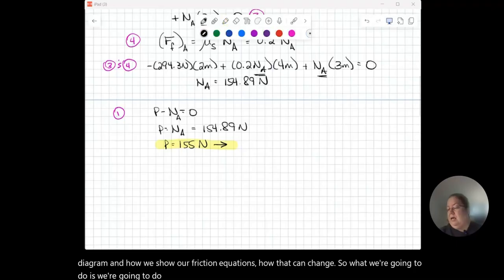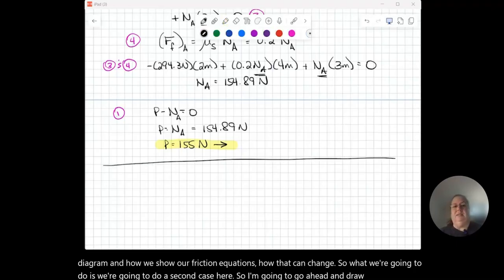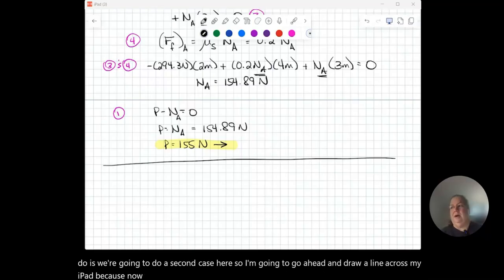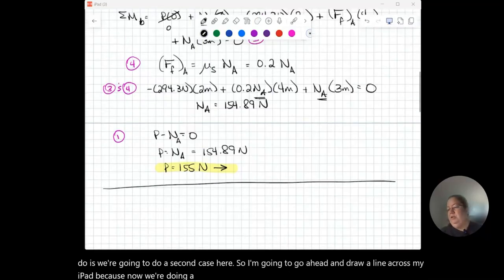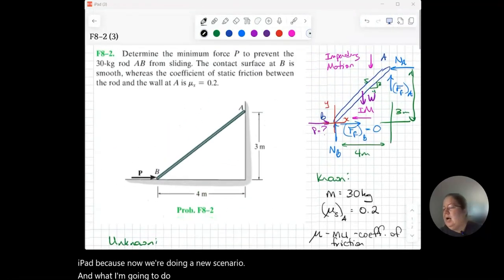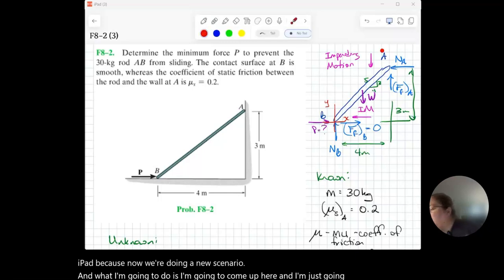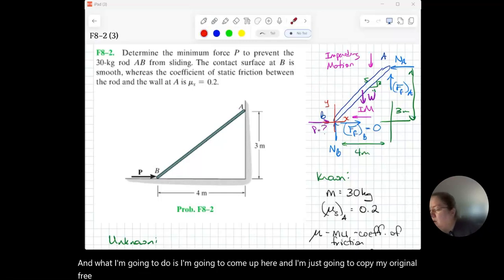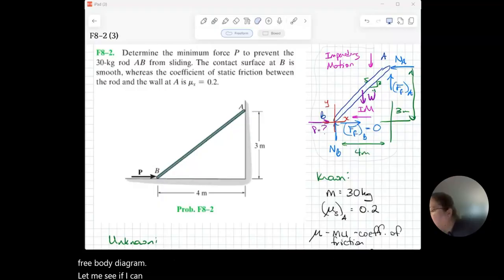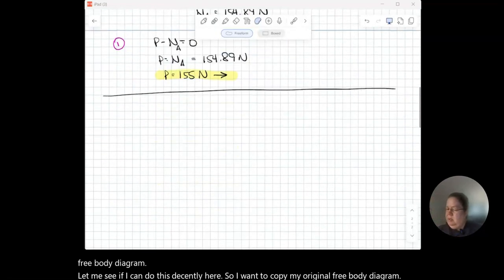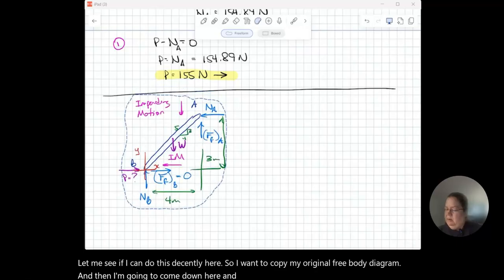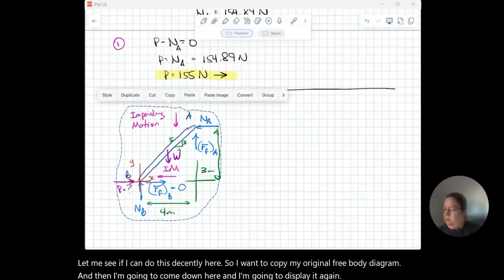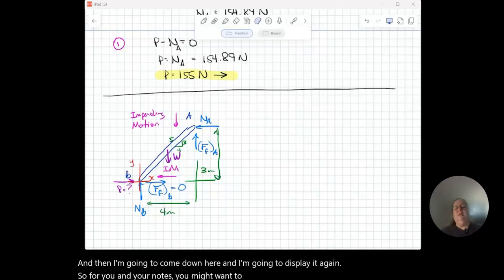I'm going to draw a line across my iPad because now we're doing a new scenario. I'm going to come up here and copy my original free body diagram. See if I can do this decently here. So I want to copy my original free body diagram, and then I'm going to come down here and display it again. For your notes, you might want to go ahead and redraw this.